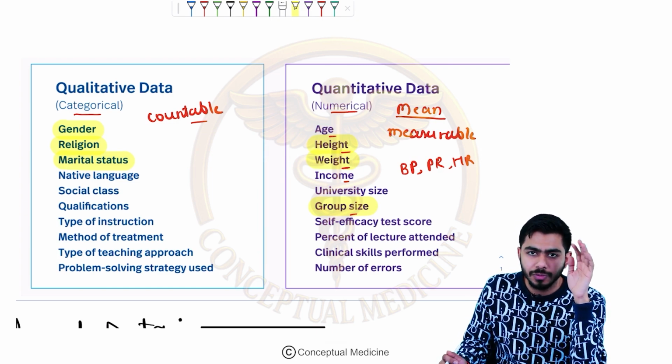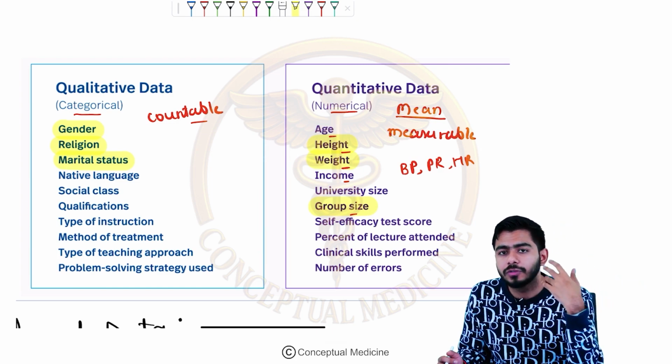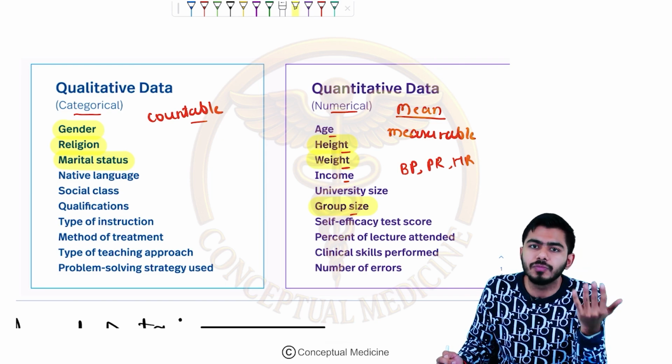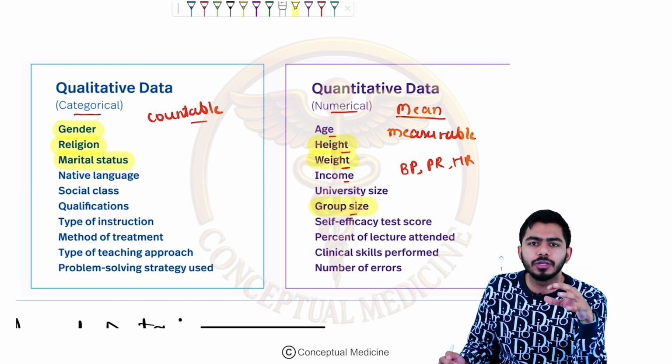Okay guys, right, so once we are clear with the quantitative versus the qualitative data, now we shall move on to the scales of data, right? So what is the data, guys? Over here, data is some information.